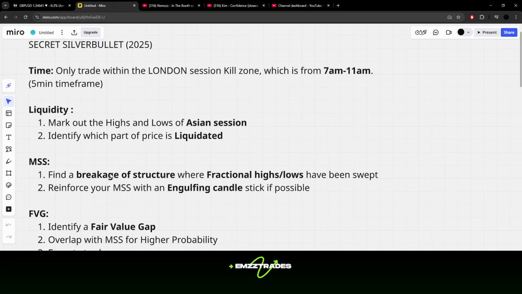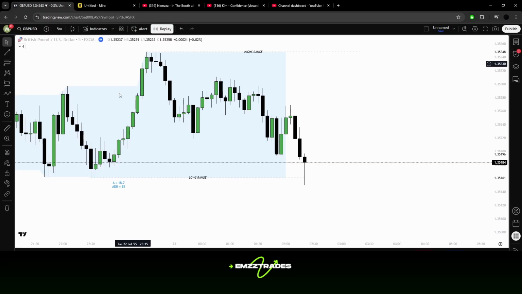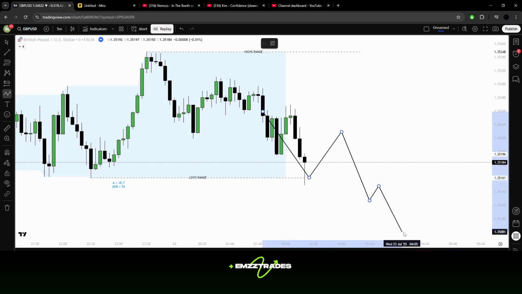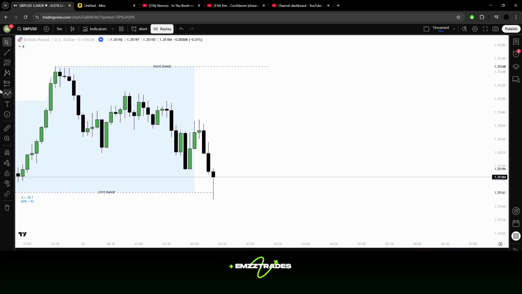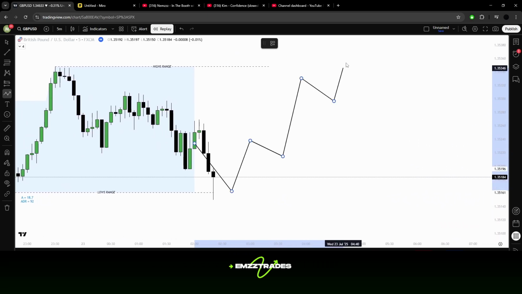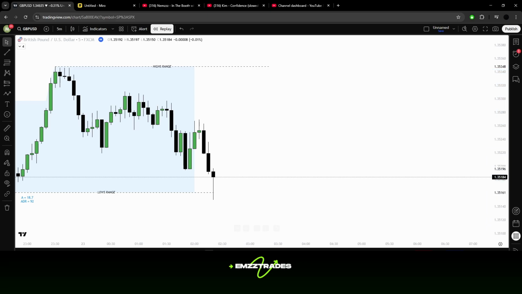And now what we're looking for is a break of structure where fractal highs or lows have been swept. But look, we're not doing this like any other trader is doing it. We're not just waiting for price to give us the lows and trading the continuation trade. We trade reversal trades. So we're looking for a movement that gives us an uprise like this, and we're going to enter within the longs, within the long position.